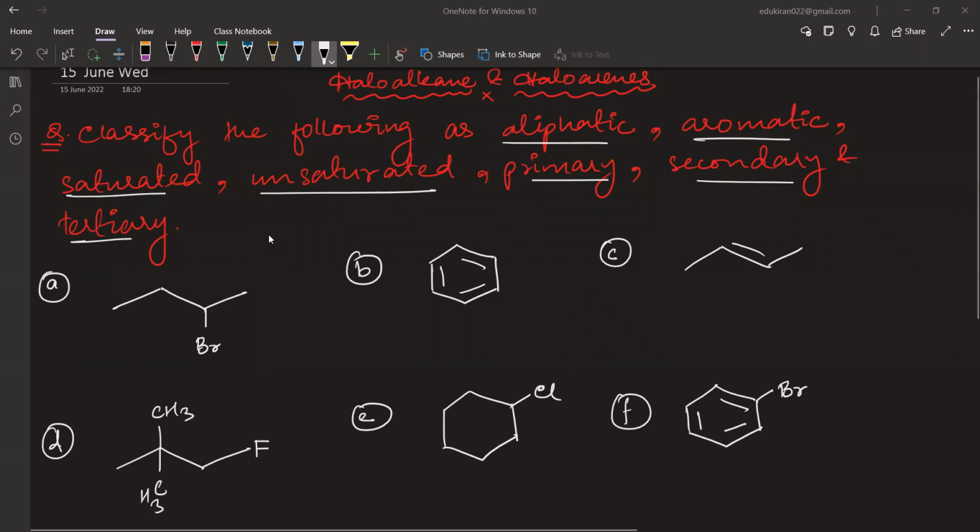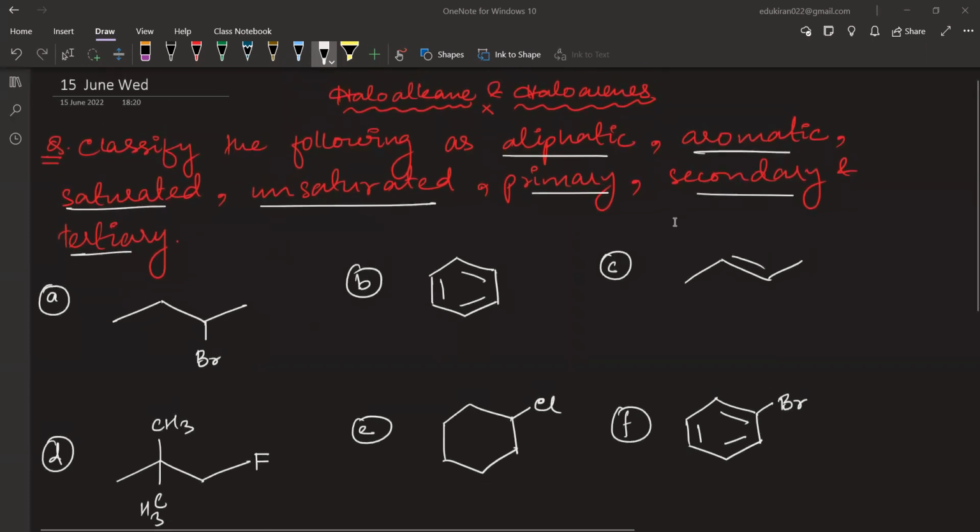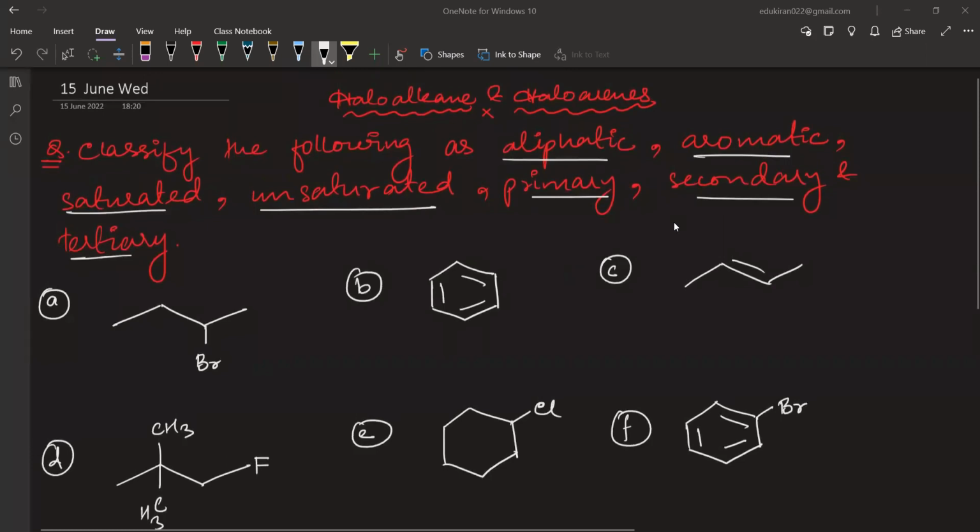Now, for today's class, we all know that aromatic has some definition: a planar structure, 4n plus 2 pi electrons, and Huckel's rule. But as of now, today, anything which contains a benzene ring is aromatic. Is this clear with everyone? Yes, sir.